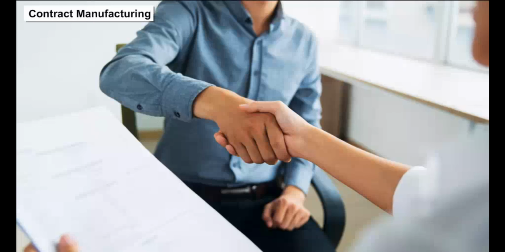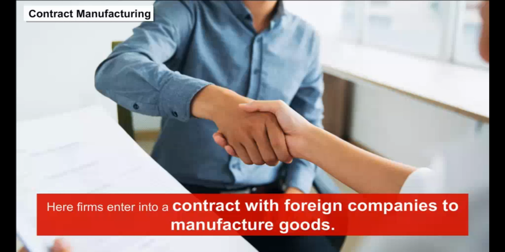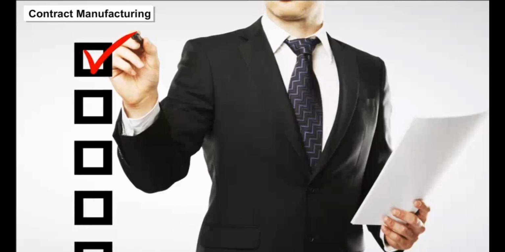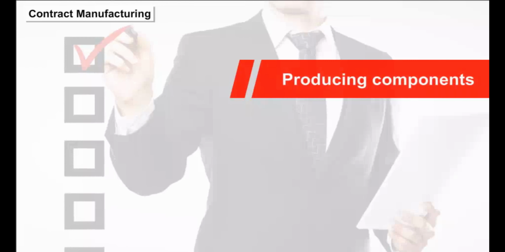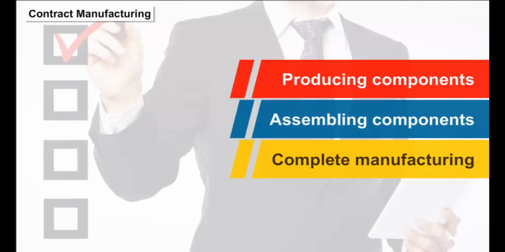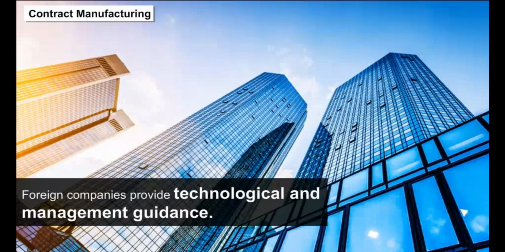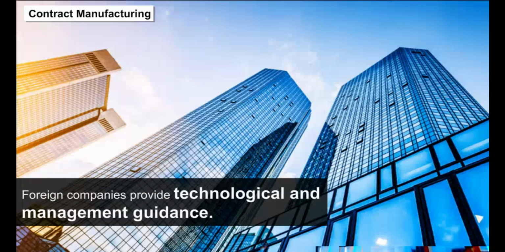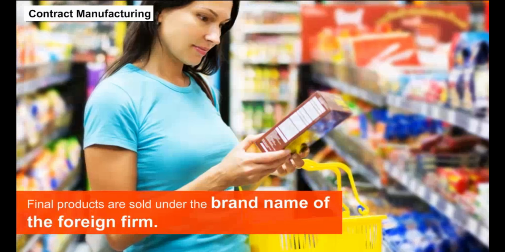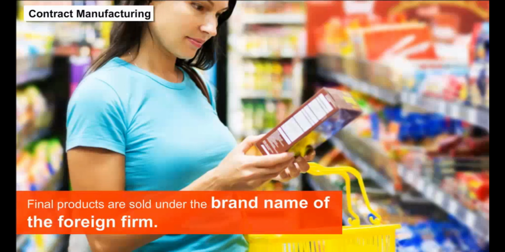Contract manufacturing. Here, firms enter into a contract with foreign companies to manufacture goods. It is also known as outsourcing. There are three major forms: producing components, assembling components, complete manufacturing. Foreign companies provide technological and management guidance. Final products are sold under the brand name of the foreign firm.